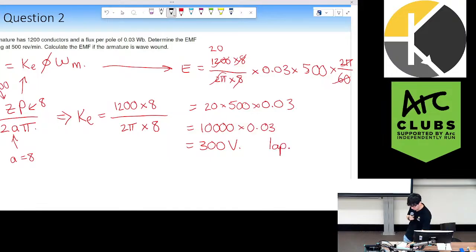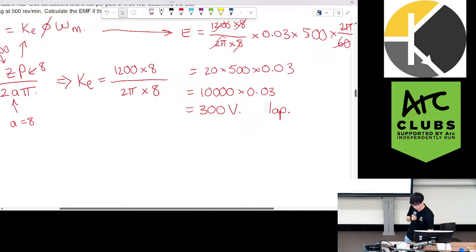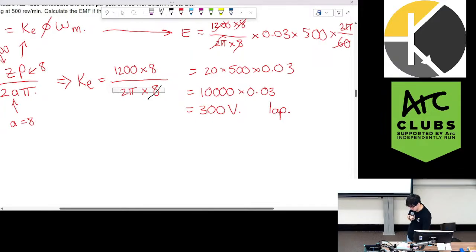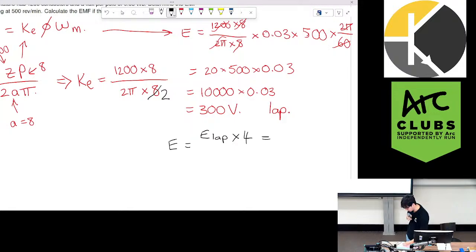If we repeated the same question for wave wound, the only difference would be that rather than having 8 parallel paths, we would have 2 parallel paths. So it would be the same as the lap calculation, but rather than dividing by 8, we're dividing by 2. So our EMF will be 4 times greater. So this will be 1,200 volts.